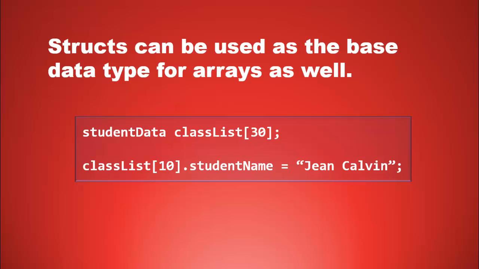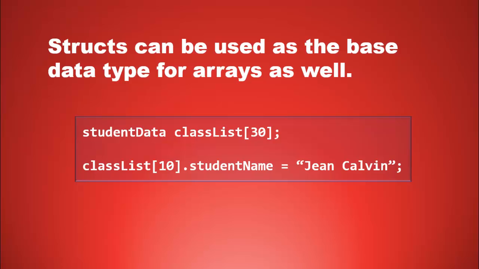We can also use structures as the base data type for an array. By that I mean we can define a new data type, in the case of the example you see before you, student data, and then declare an array of those structures. If you can picture that, each of those little packages of student data, the name and the student ID and the GPA, are now present in each one of the subscripts of the class list array.